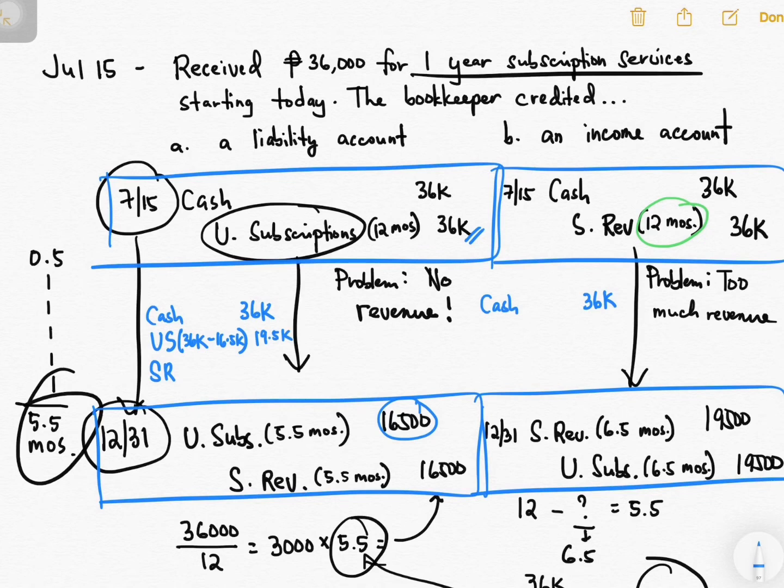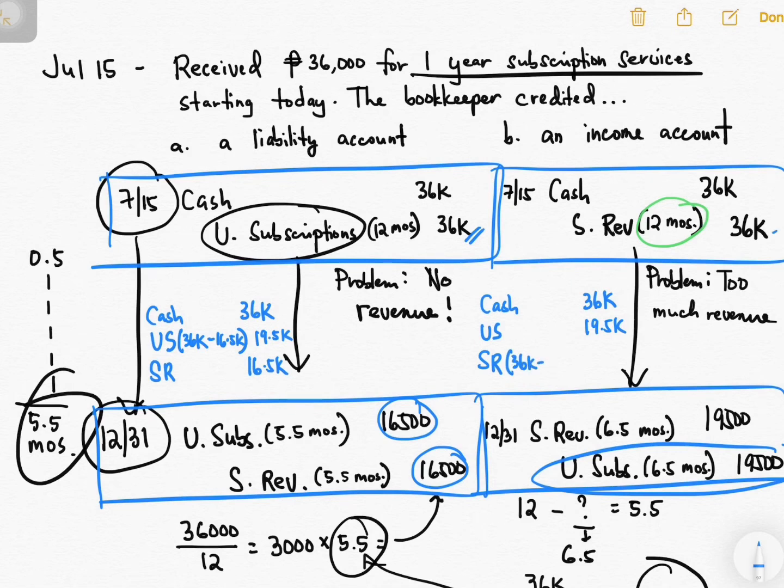How about subscription revenue? It's 16.5K. Let's try it under the income method. How much is your unearned subscription? It's here, 19.5. How about subscriptions revenue? It's 36, okay, minus this one, 19.5k. Answer 16.5k. Same answer. So hopefully you get the logic.